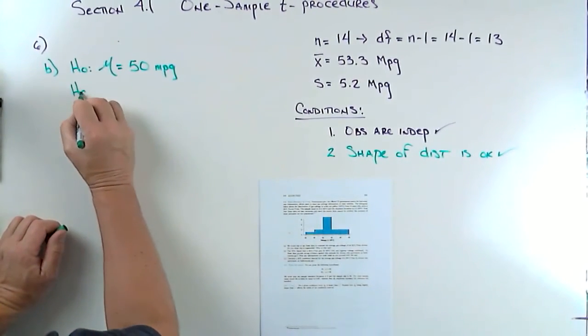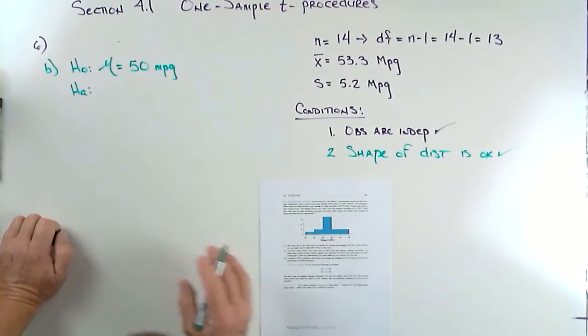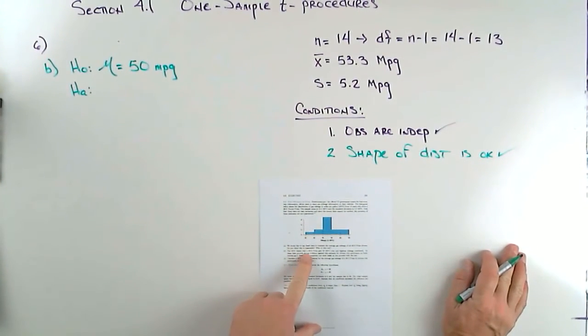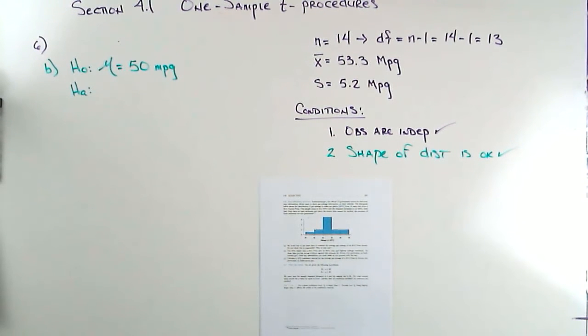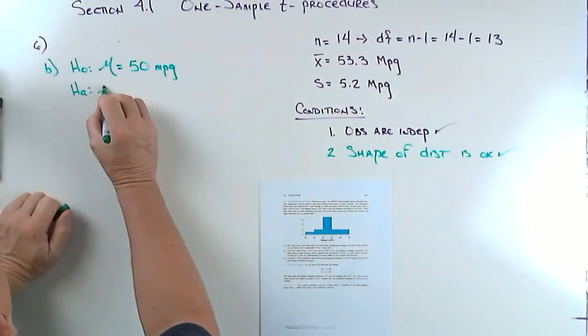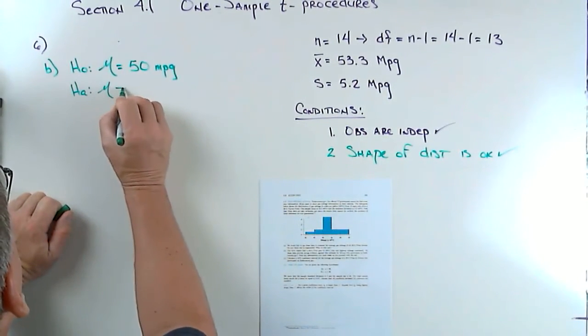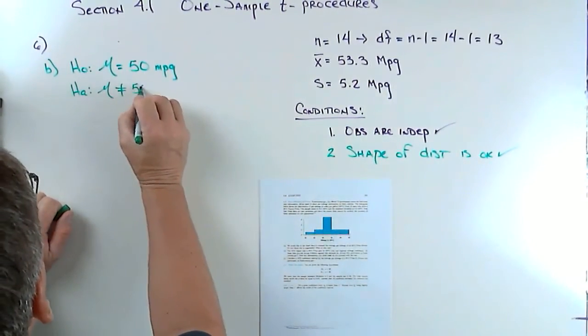And then we have to be careful when we read the alternate hypothesis. It says the EPA claims that 2012 Priuses get 50 miles per gallon. Do these data provide strong evidence against this estimate? It doesn't give us a direction. It just says, does it provide evidence against this estimate? Do we think 50 is wrong? So our alternative hypothesis here is going to be not equal to 50.